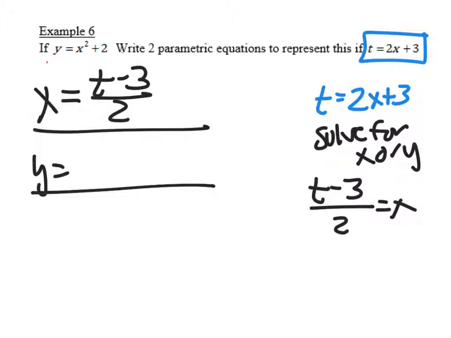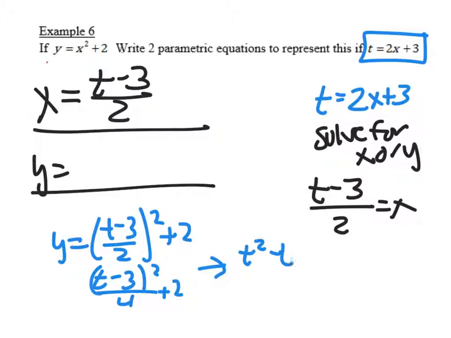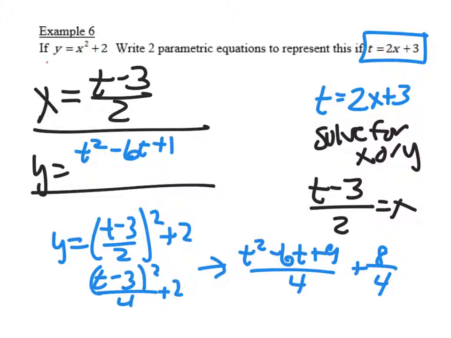And then for my y, all I have to do is substitute this equation in here for x, and I'll be able to solve for y. So my y equals (t minus 3) over 2, squared, plus 2, which is (t minus 3) squared over 4 plus 2, which is (t squared minus 6t plus 9) over 4 plus 8 over 4, which ends up, if I combine all my like terms, (t squared minus 6t plus 17) over 4. And there's my two parametric equations.